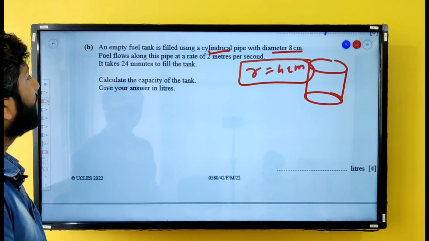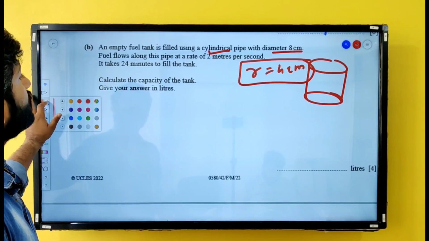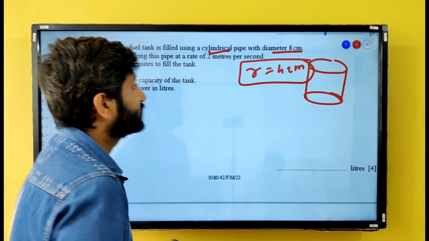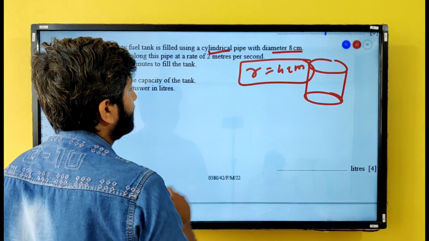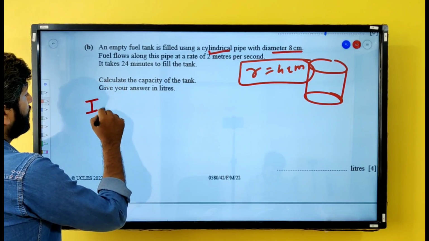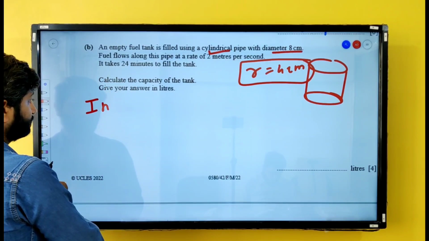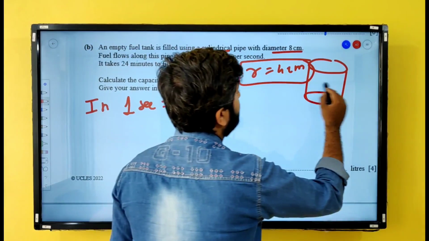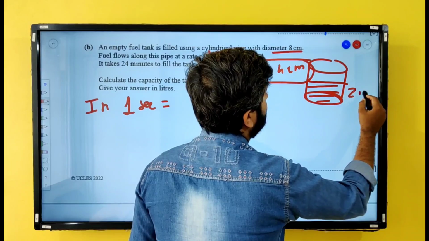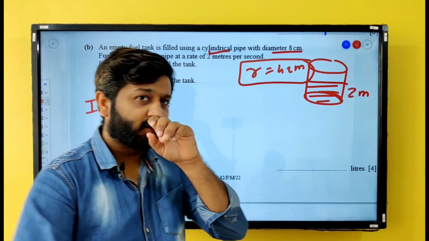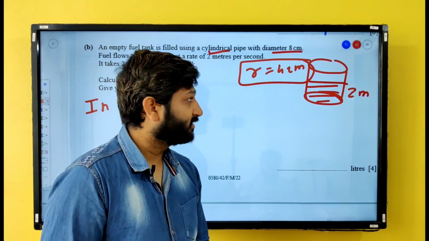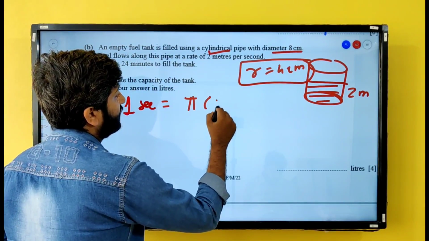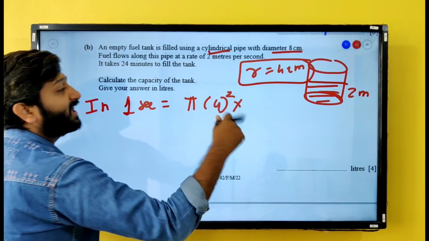Now the fuel is flowing at a rate of 2 meters per second. So let's say this is 8 centimeter. In 1 second, you can see the height is increased by 2 meters. So can I find out the volume of fuel in 1 second? Yes. Base area, which is pi r square, pi into 4 square into h.